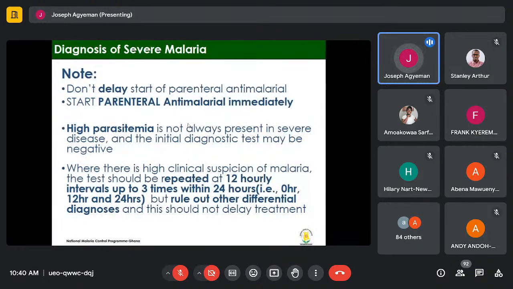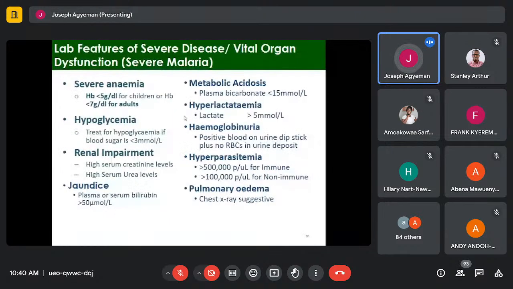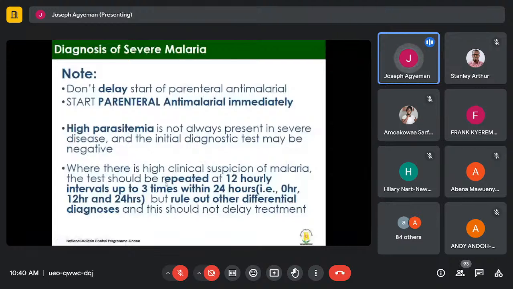Note that even in severe malaria where we expect hyperparasitemia, you may do your RDT and it may fail. It may be what? Negative. But if the clinical presentation per your experience is consistent with malaria, then of course, don't end it there. You may have to repeat the test again at 12 hours time and even do a third test, even if the second one still gives you negative. You may have to do it.